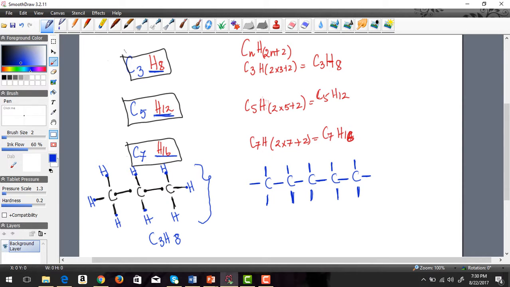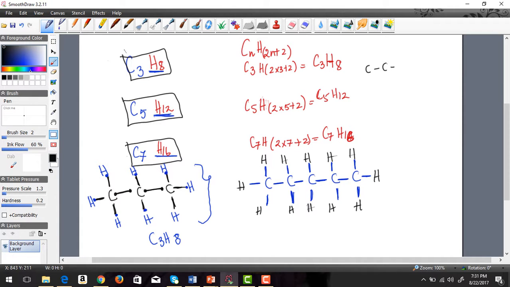So let's go grab our hydrogens. We start filling wherever there's loose ends with hydrogens, okay? Okay, there we go. That is our C5H12. So C7H16, if you have done your math right, this is probably what you should have had.